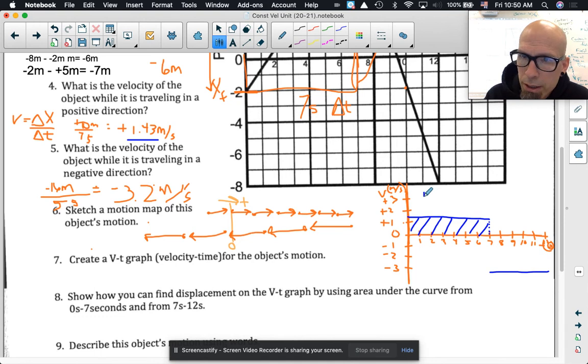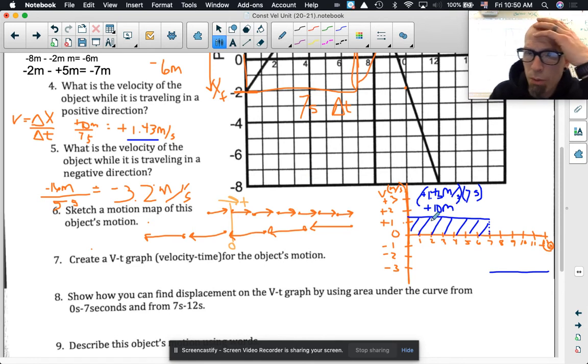So it's positive 1.43 meters per second, times the width of the rectangle, which is what? 7 seconds. And so what is that? What is 1.43 meters per second times 7 seconds? That's positive 10 meters, because seconds cancel seconds.